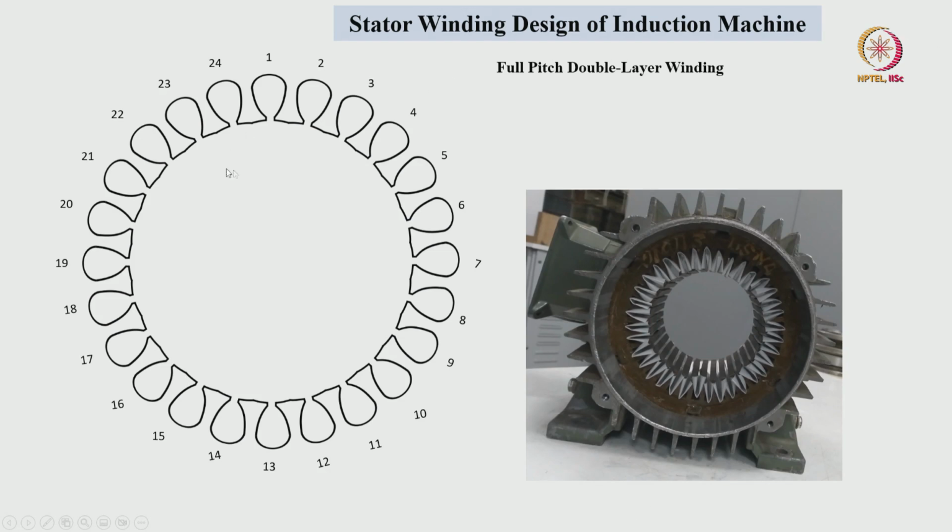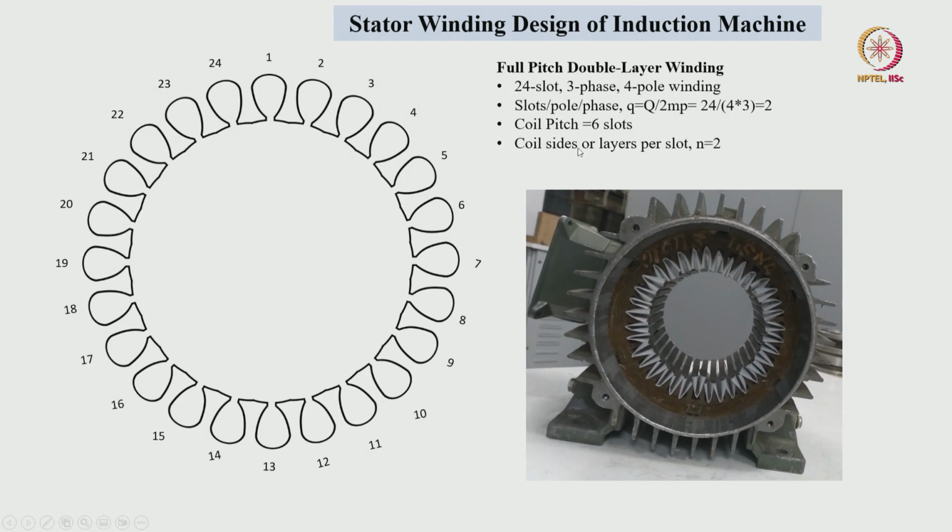Let us consider the same 24 slot, 3 phase, 4 pole winding. Slots per pole per phase is equal to 2 and coil pitch is equal to 6 slots. Coil sides or layers per slot is 2, which means in each slot we have to place 2 coil sides. Total number of coils is equal to coil sides per slot into total number of slots by 2. It will give 24 coils. That means first we have to make 24 coils in this fashion.